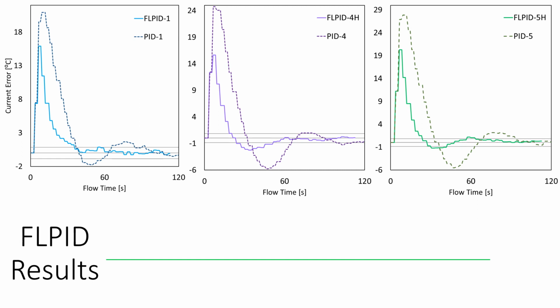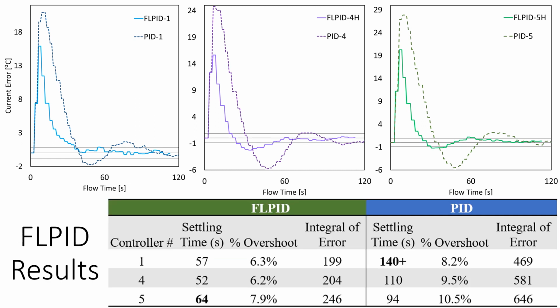You see fuzzy logic is in solid, and the PID for each one is in dotted and dashed lines, I guess. And you see in all cases, the fuzzy logic has the least overshoot, the least undershoot, and the most quickly reaching quasi-steady state. So here are our data.